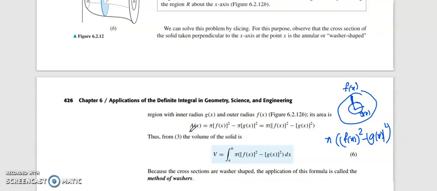Similarly, we can revolve it around the y-axis, or we can revolve it around any line. We can revolve it about a line like x equal to a or y equal to b. So we will see more problems in the coming classes.